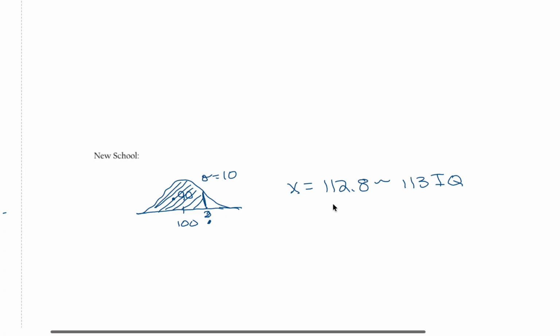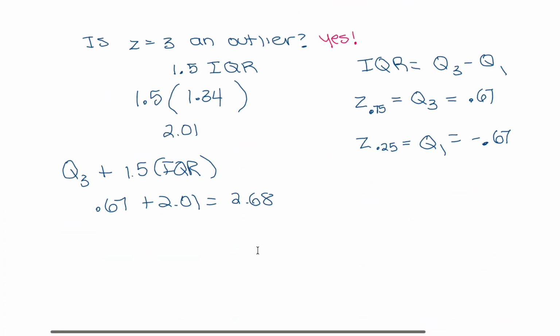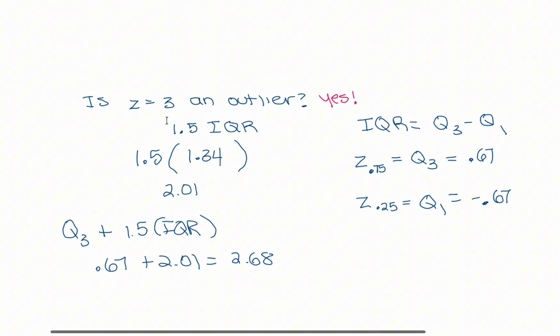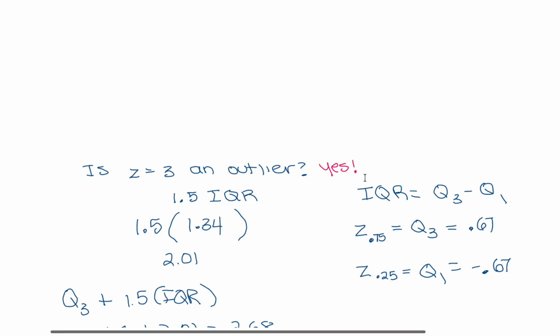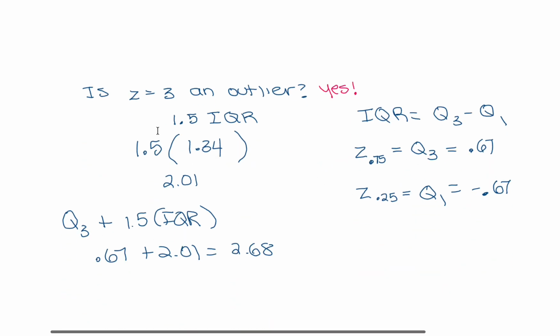And same thing, if you want to do the short way on your calculator, make sure you draw the normal curve next to it. And is z equal to 3 an outlier? Think about this question for a bit. Sure is, because our IQR is 1.34, and 1.5 times 1.34 will give you 2.01.